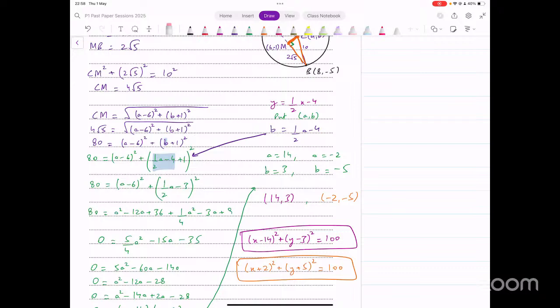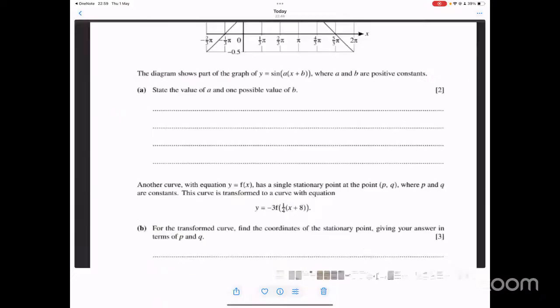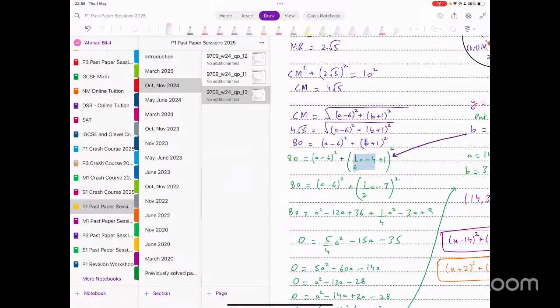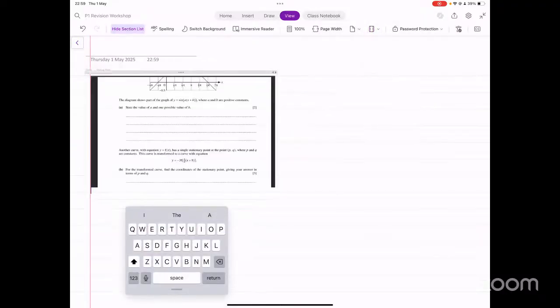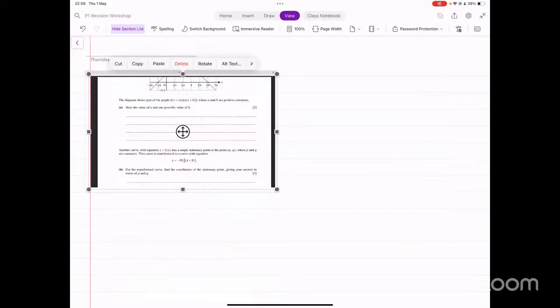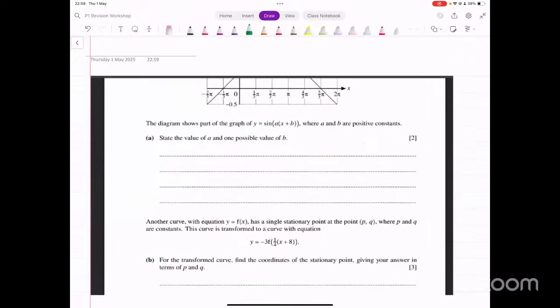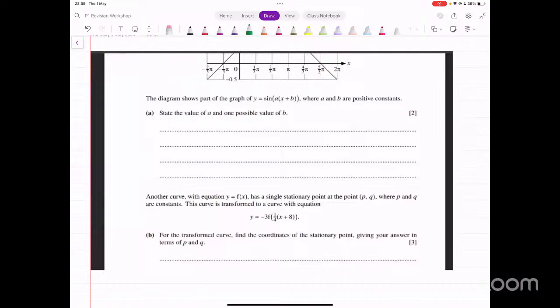Achha, let me come to more questions there. Let me have a look at this first. Let me share that here. This looks like a good one. Transformation question. The diagram shows part of the graph of this.